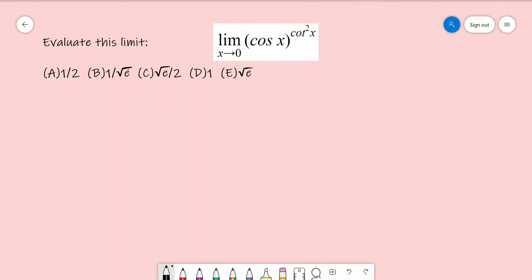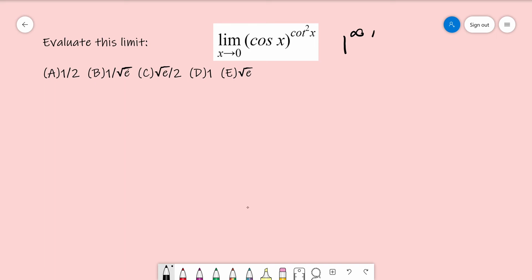So this problem asks us to evaluate this limit. It's a pretty complicated limit. If we just try to plug in x equals 0, then we're going to get something like cosine of 0, which is 1, and then cotangent of 0. What's cotangent of 0? Well, tangent of 0 is 0, and cotangent is 1 over tangent. So what's 1 over 0? That's kind of like infinity squared, which is still infinity, and so this is what's called an indeterminate form.